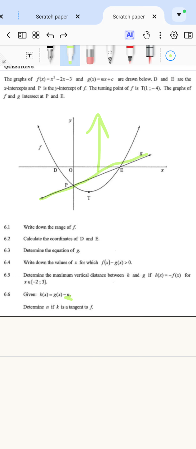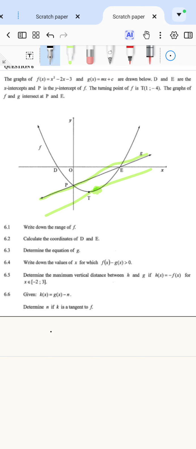They tell us that k is a tangent to f. So n is going to shift this straight line down. Let's try and make that slightly nicer. Down, so that it only touches your straight line once, or your parabola once. So in order to do this, what are we going to do?